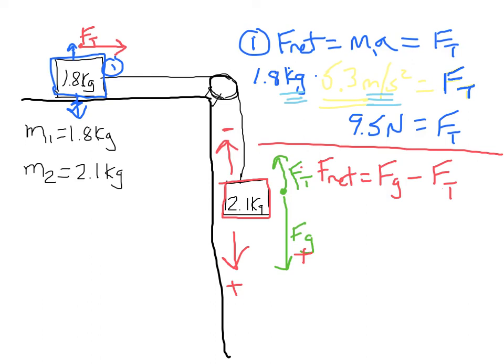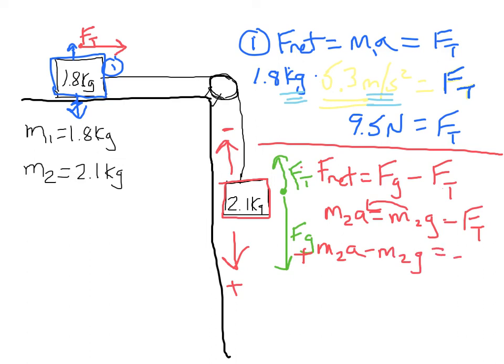I'm just going to reorganize this a little bit. F net, as we know, is mass times acceleration. In this case, mass 2 times acceleration equals Fg, the weight of the object, or mass 2 times gravity, minus the force of tension. I'm going to bring the m2g over to this side of the equal sign. I'm going to have m2a minus m2g equals minus Ft.